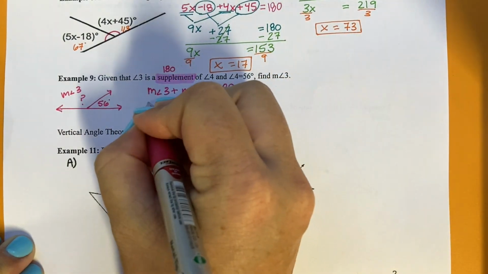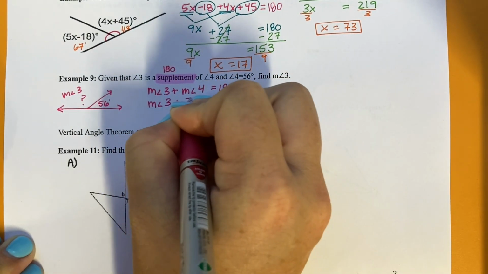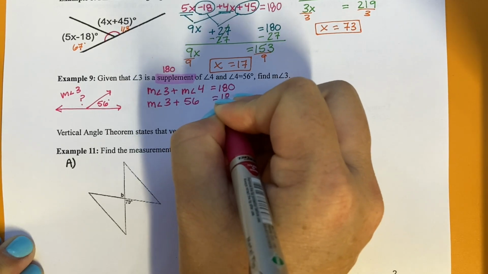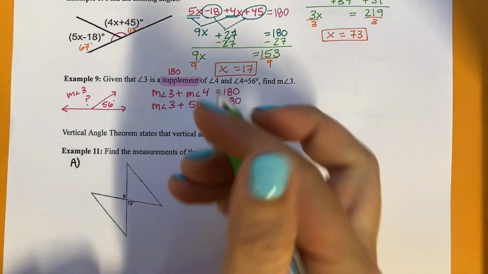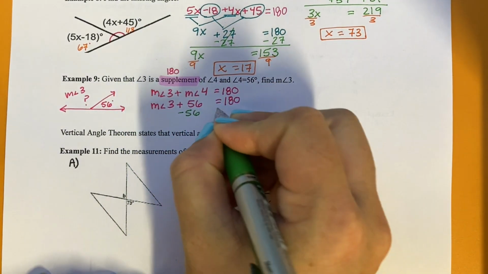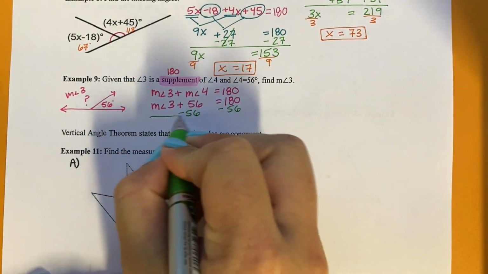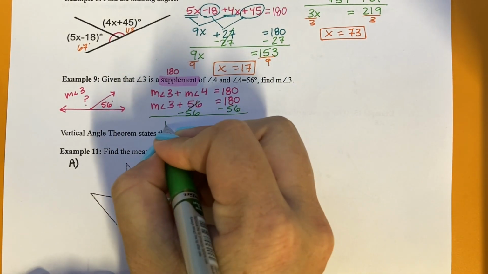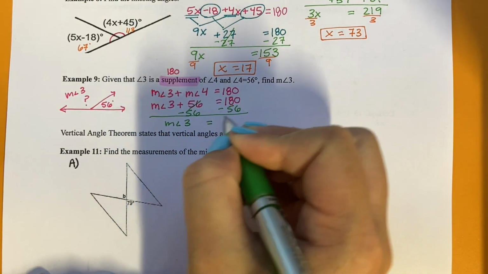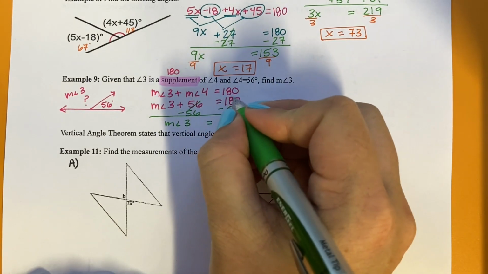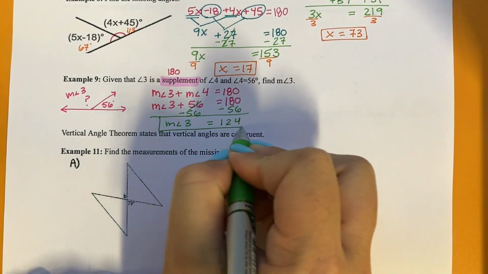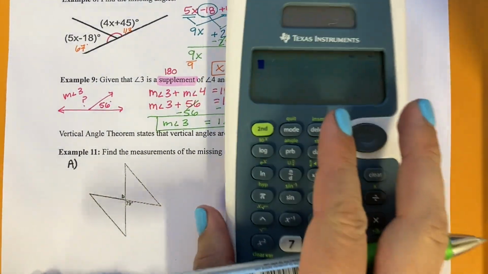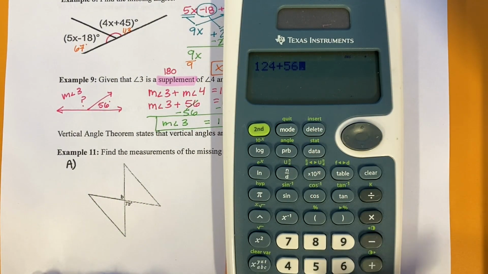Together they should be 180. I know that angle 1 is 56 degrees, so I will then subtract the 56. Measurement of angle 3 equals 124. And if we check our work, together they add up to 180.